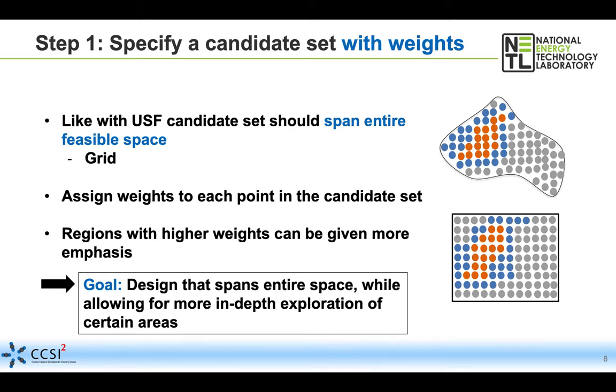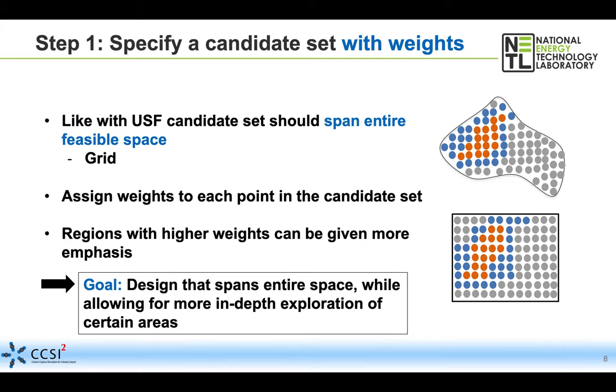Oftentimes that means working in a grid across the space, and if the space is an irregular region or a regular region, either way, we just want to make sure that we're filling that space densely with candidate set points because our design is going to be drawn from the candidate points. And then with a non-uniform space filling design, what we're going to do is assign a weight to each point in the candidate set, where the regions with higher weights are going to be given more emphasis. So this is what allows us to really dial up or dial down the areas of the space that we want to emphasize.